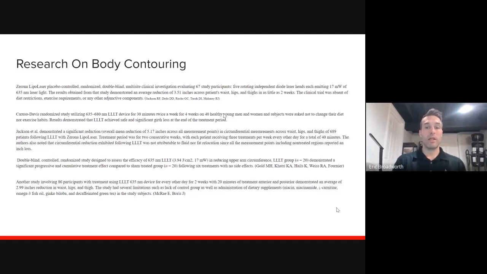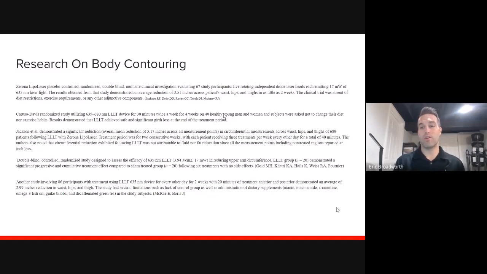So pretty cool there. And then another double-blind, randomized controlled study, using 635 nanometer wavelength and reducing upper arm circumference, in a group of 20. They demonstrated a significant progressive and cumulative treatment effect compared to the sham group, following 6 treatments with no side effects. And then lastly, this last study using 635 nanometers, they did it every other day for 2 weeks, 20 minutes of treatment for both anterior and posterior, and they had an average reduction of 2.99 inches in waist, hips, and thighs. However, this study lacked a control group, so not necessarily the best there.